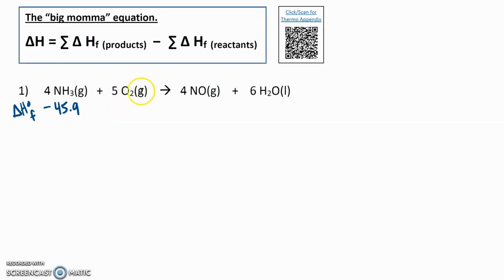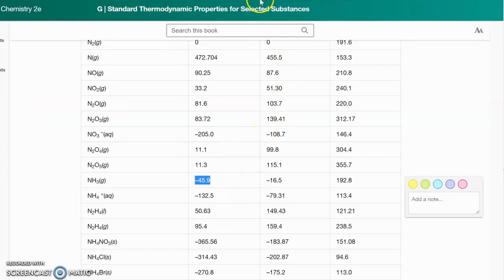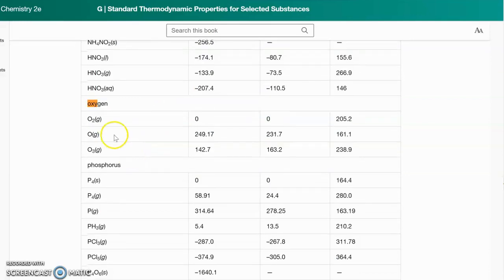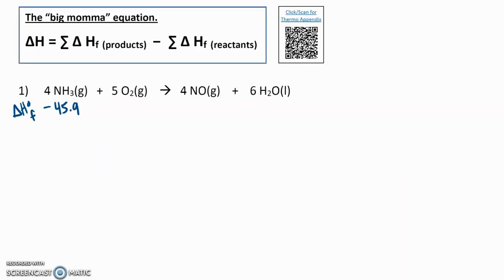Our next reactant is oxygen, so I'm going to go back to our appendix. I'm going to type oxygen into my Control F, and real quickly, here we go. Our heat of formation value for elemental oxygen is 0. All right, 0 here for oxygen. And I'm going to repeat this process for the NO and the H2O.